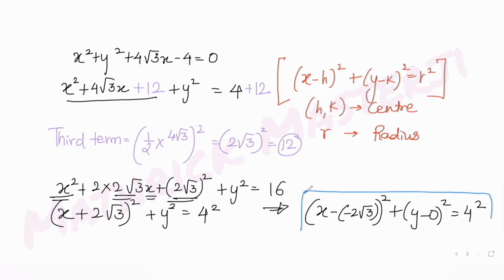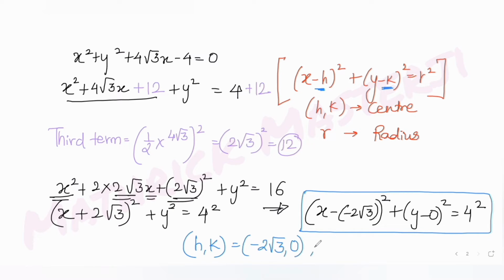So you get this. Now once you get this, you get your h and k, that are your center coordinates. Now h comma k basically becomes minus 2 root 3 comma 0, and the radius of the circle I get as 4. So you have your center coordinates minus 2 root 3 comma 0, and your radius is 4. Now if I plot that, let's try to do that.